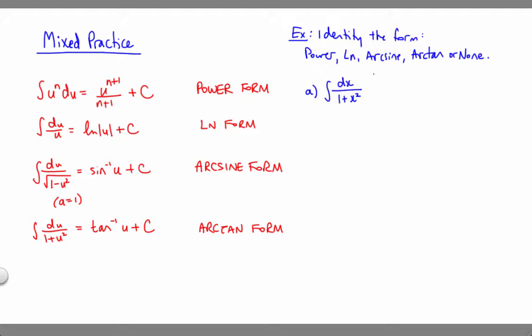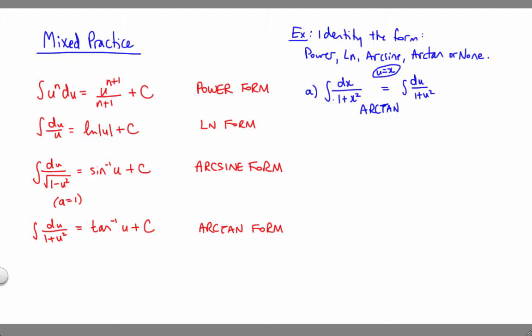Let's see why that's the case. Formally, what you could do is substitute. You could let u equal x. If we ran through all the details here, we let u equal x, then we'd be able to rewrite this integral as du over 1 plus u squared, and then yes, it would look exactly like the arctan form. But it would be better to be able to do this a little bit more quickly.